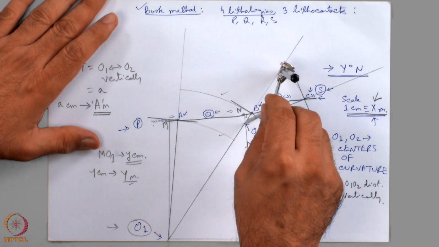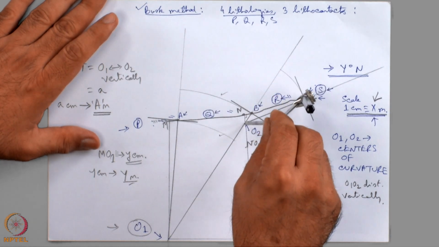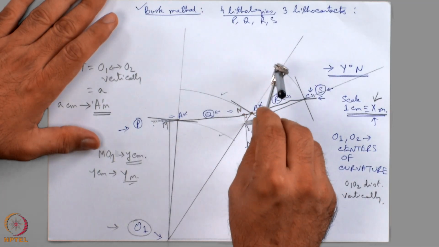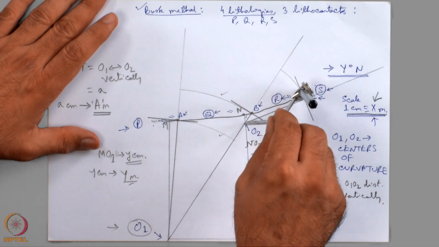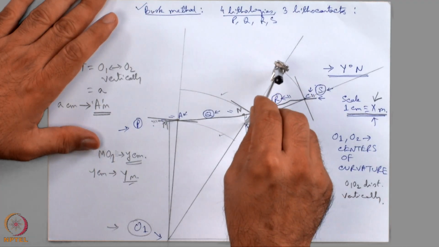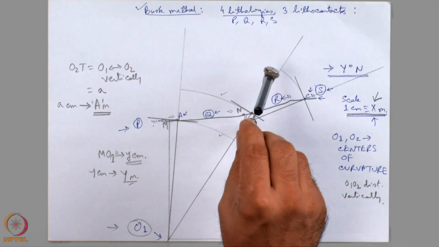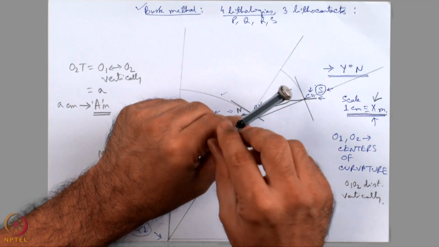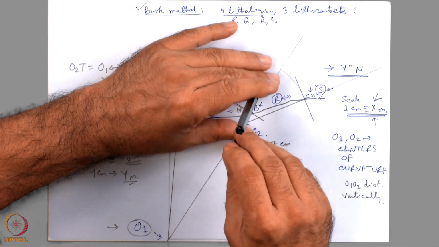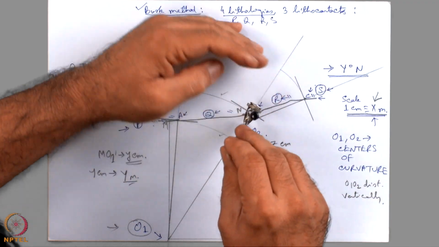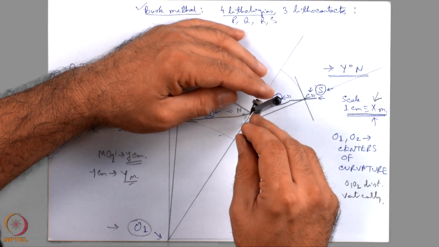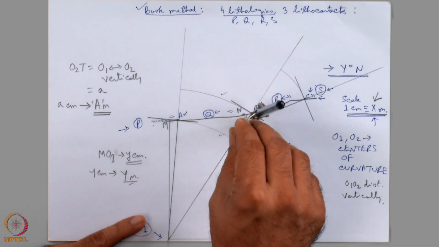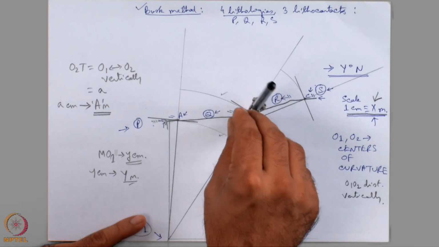Note that this circular arc starts here and ends there. It does not exceed and does not go to this side of the line. It starts here and it ends here, or it starts here and it ends here. Next, maintaining O2 as the center, I take O2B as the radius and draw a small circular arc.